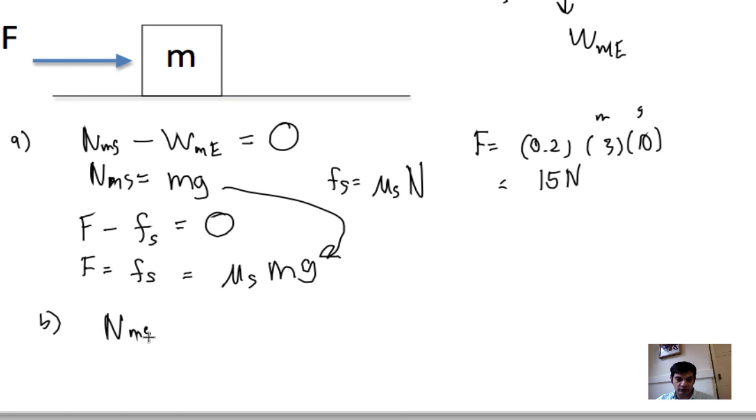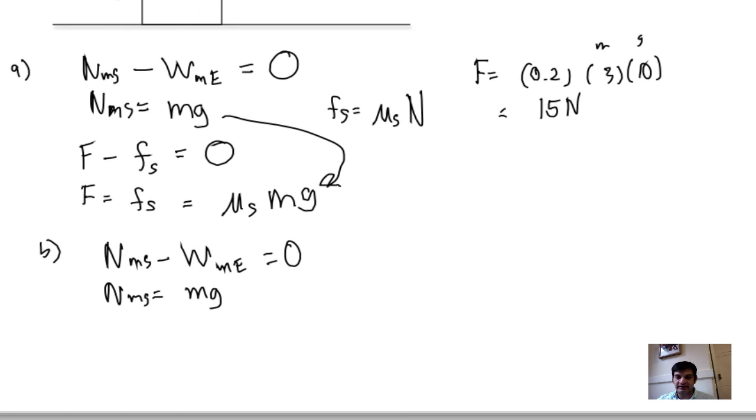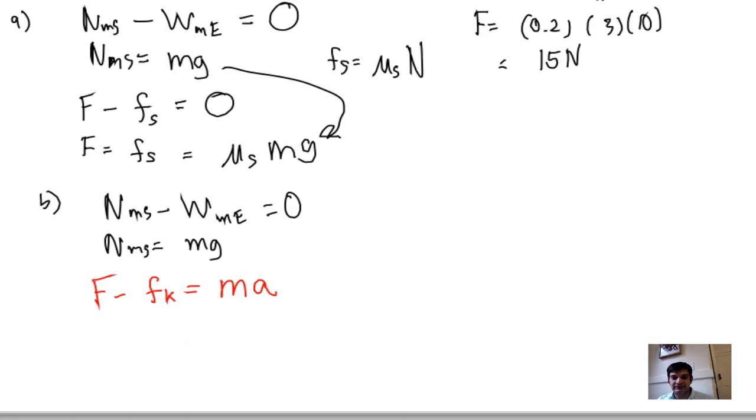We still actually have almost identical equations. We're still going to have the normal force canceling the weight, and we're going to have the normal force then equals mg. But now look what happens in our second equation. It's a little bit different. We're going to have F minus F kinetic. And now these forces don't quite cancel. We get mass times acceleration. The block actually accelerates.